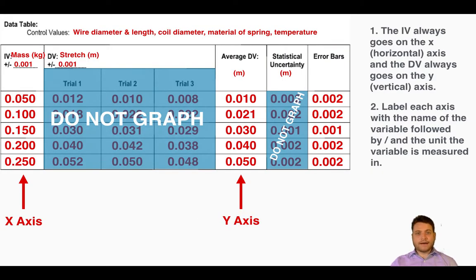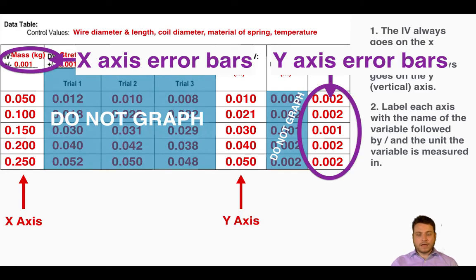When you're creating your graph in Logger Pro, you're going to need to add error bars in both the x direction and the y direction. In the x direction, the error bars will just take the value of the measurement uncertainty. And these are the y-axis error bars. So when you calculate error bars, you're really calculating for the y-axis specifically. And that is everything that you have to know about data tables.